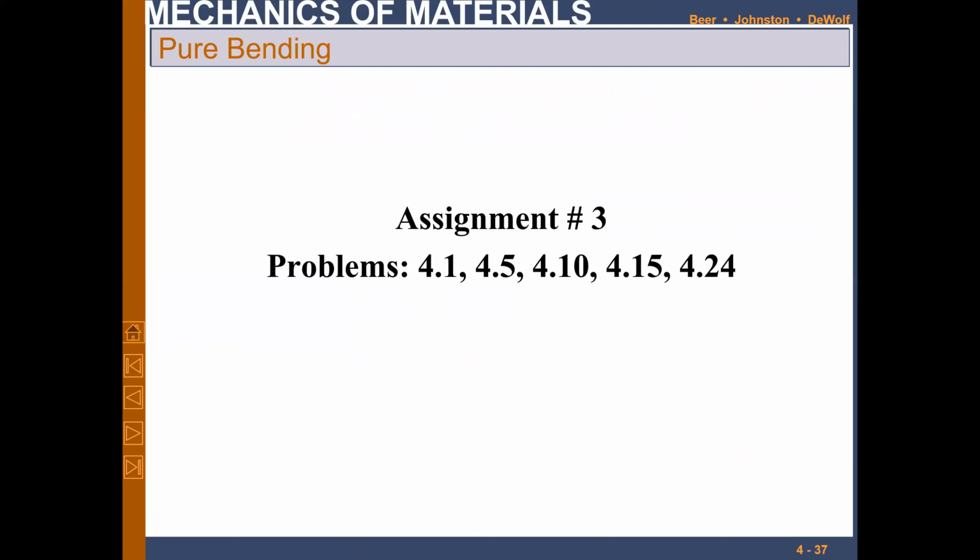So this is your assignment 3. Please go through it. I'll post this as well. The problems are 4.1, 4.5, 4.10, 4.15, and 4.24. This is your third assignment from chapter 4. So go through it, and then we will end with this chapter. So finally, we are done with this chapter. In the next lecture, we will start chapter 5, that is the bending moment and shear force diagram. So we will go ahead accordingly in our next lecture.